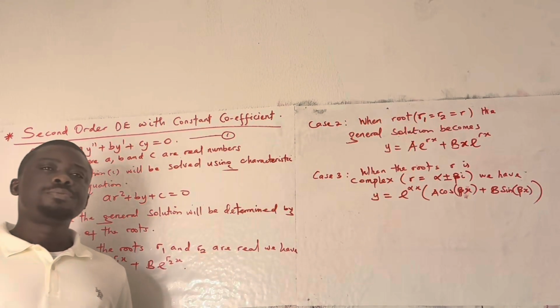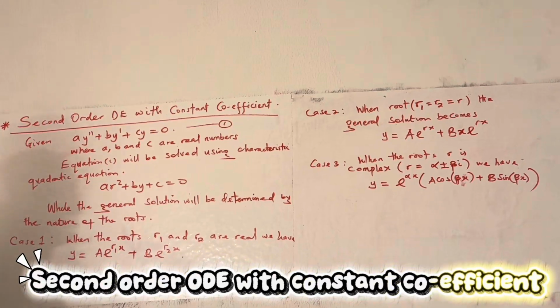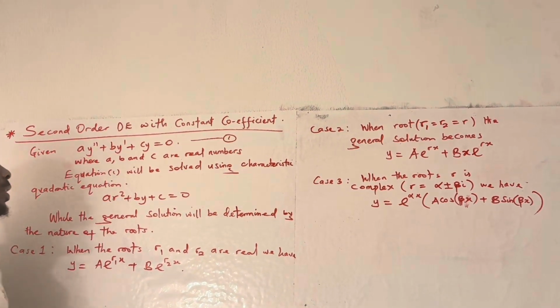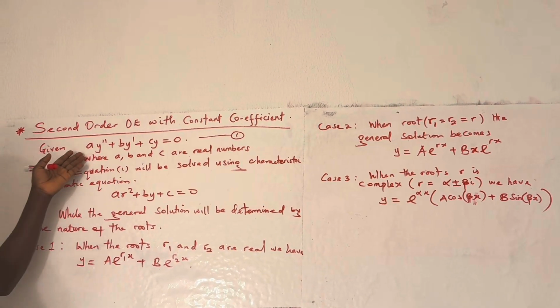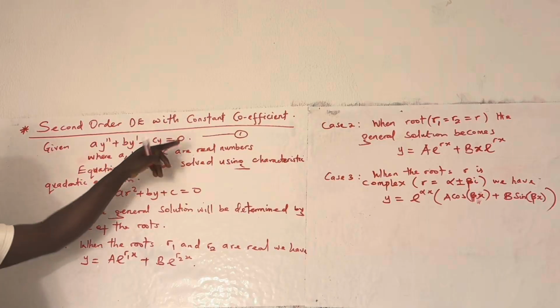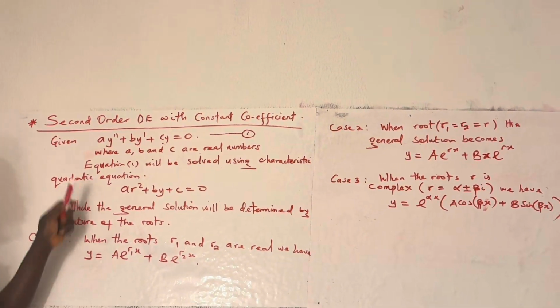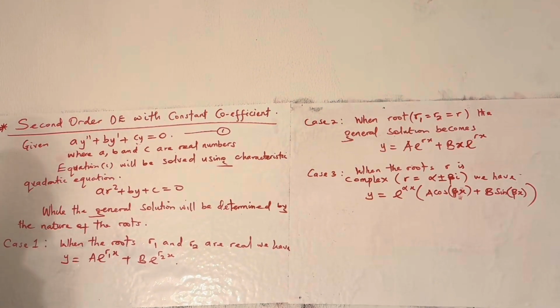Hello my viewers. Today I'll be explaining second order differential equation with a constant coefficient. So, as written on the board, we have a second order differential equation labeled as equation 1, where A, B, and C are real numbers.